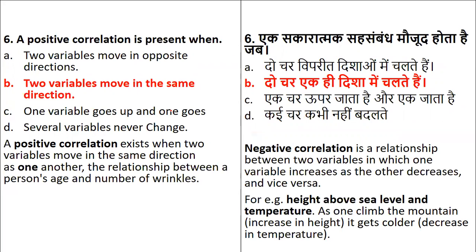So yes, now just see, a positive correlation exists when two variables move in the same direction as one another. So this relation has, for example, a person's age: as the age increases, the number of wrinkles increases. If it is a negative relation, it means they are moving in an opposite direction.